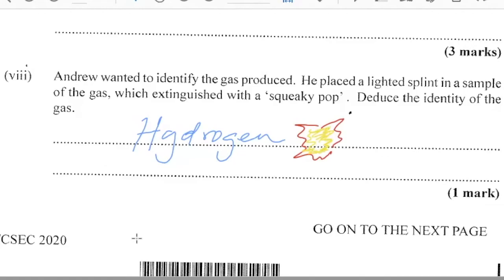And of course, be sure to check out the qualitative analysis made simple video. Check out the card above for it. There we look at how to identify cations, anions, and also gases, including hydrogen.